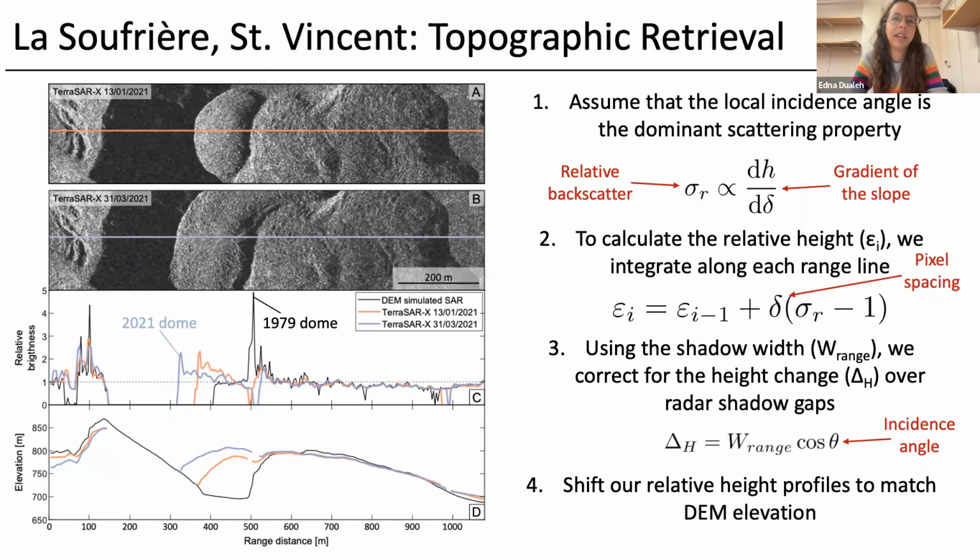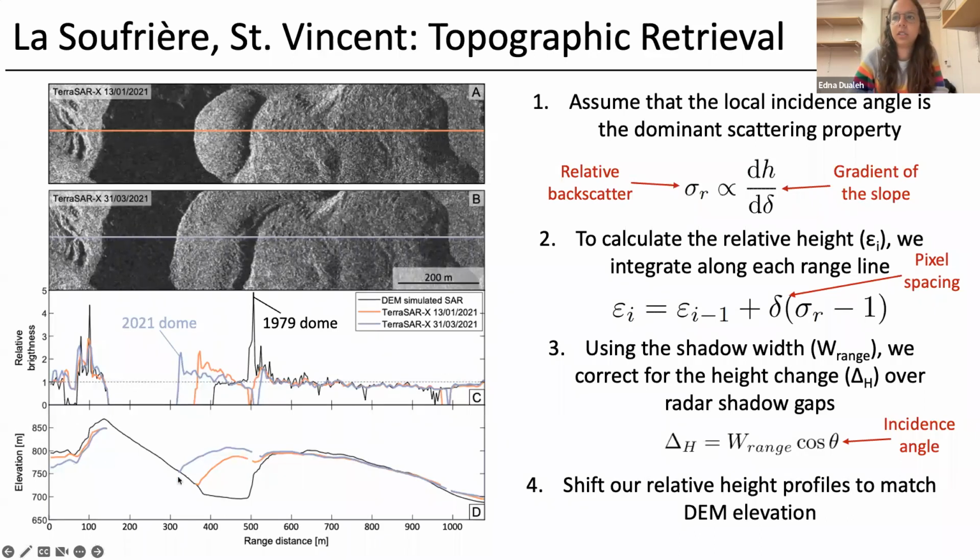relative heights. We have to correct for the gaps in the data due to the radar shadows, but we can do this using the width of the shadow to get a relative height change, and we get these profiles that look something like this. We can see generally they match up quite well to the pre-eruptive profile, except here, of course, where this is the new 2021 dome for January and March.